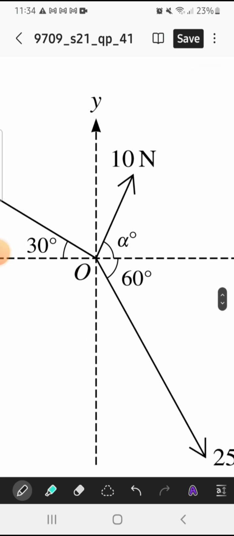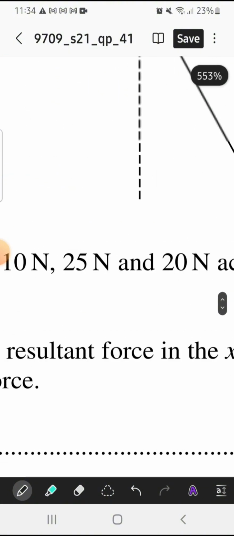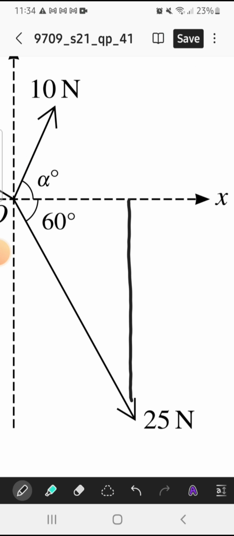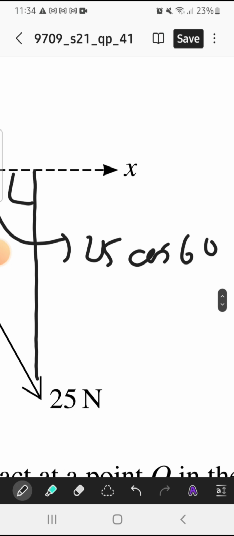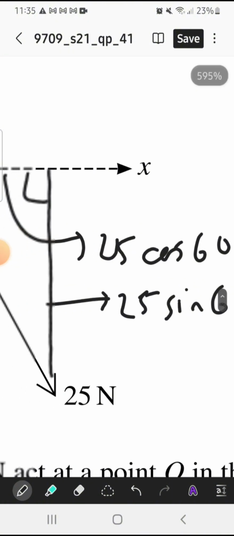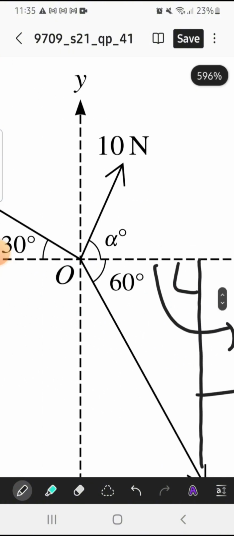So we can easily use this technique to find the first part, which says the resultant force in the x direction is 0. For this part right here, if we let this be a right angle triangle, then we can use the component rule to find that this equals 25 cos 60 and this is 25 sin 60. I'm doing sin 60 in the vertical direction because I will need it for the next part.